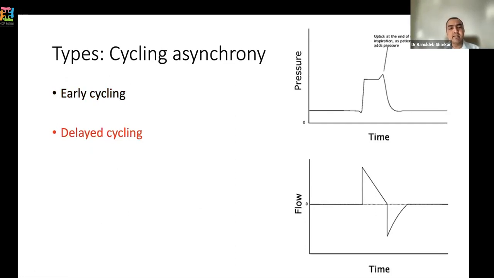And delayed cycling is exactly the opposite, where the patient wants to breathe out, but the machine is still breathing in. And therefore there is an asynchrony, and that is obviously exactly the opposite in the curve. It's right at the end, the patient wants to breathe out. So they're causing more positive pressure inside the chest, and there is a little bit of upstroke right at the end of the pressure curve. And in this situation, we just shorten the inspiratory time.